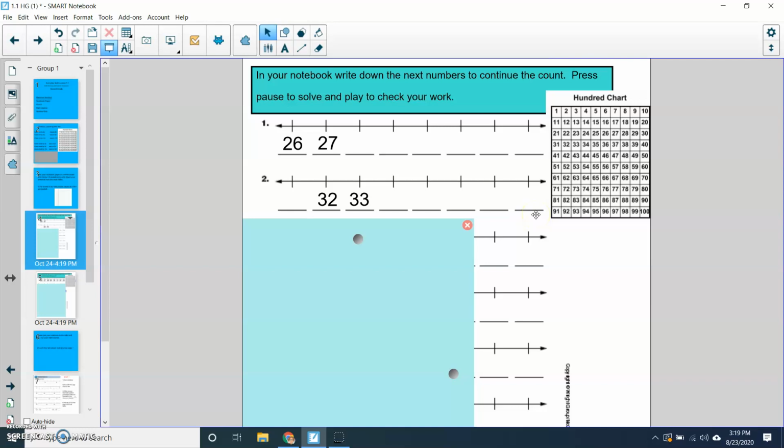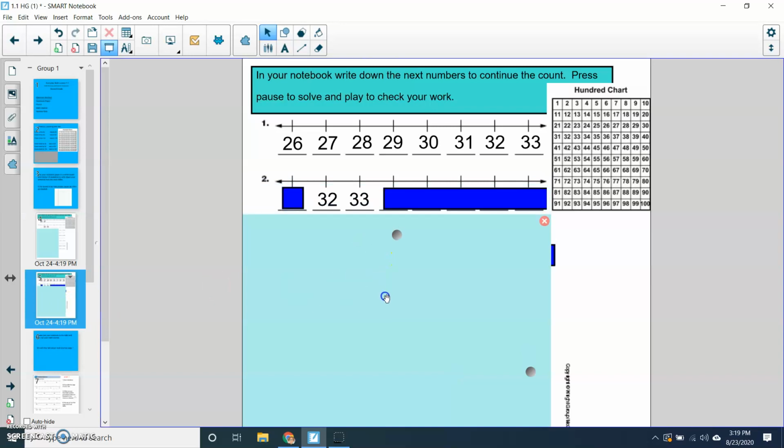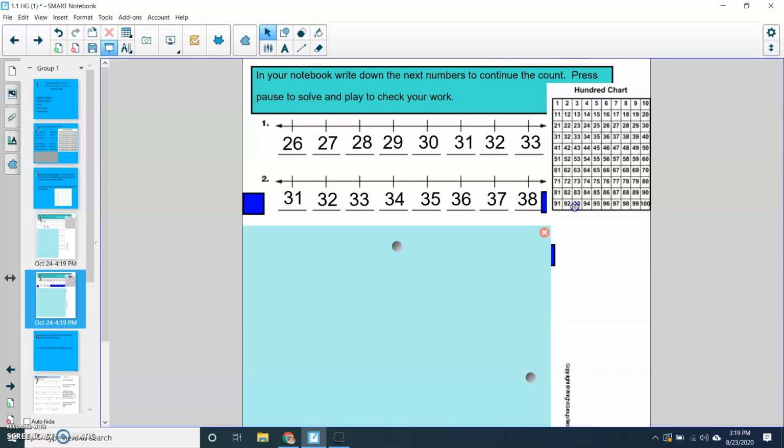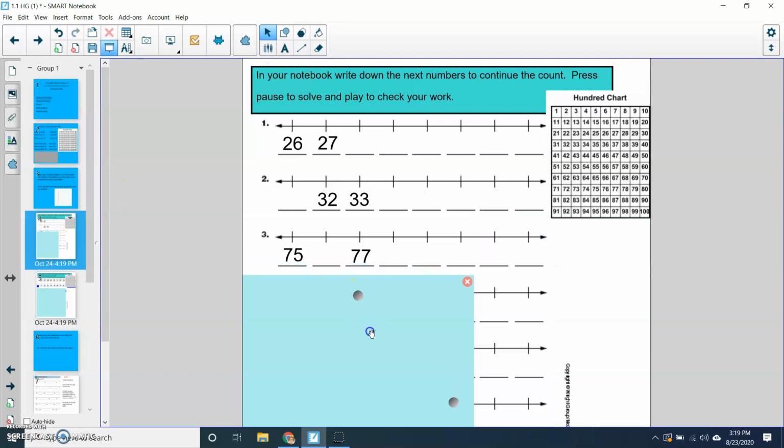Press pause and then play to hear the answer. The number that would be first would be 31. Then we have 32, 33, 34, 35, 36, 37, and lastly 38. Now we have 75, we're missing a number, then we have 77. Can you write down the missing numbers? Press pause and play to hear the answer.